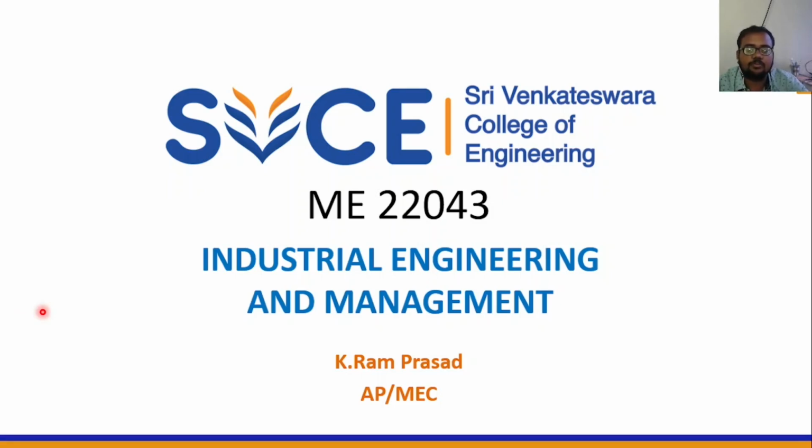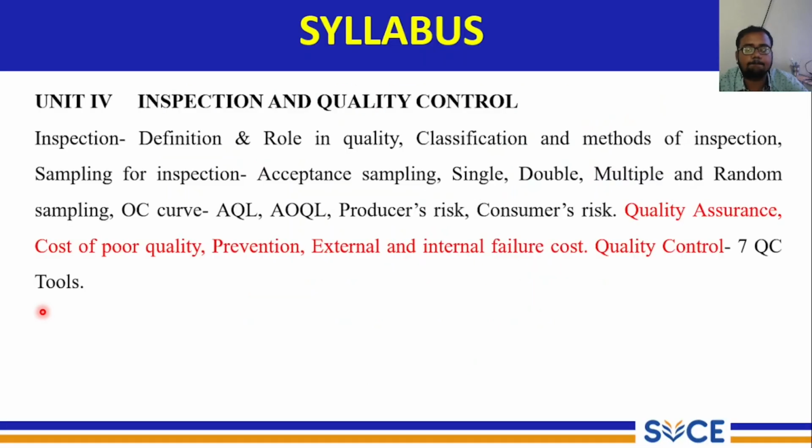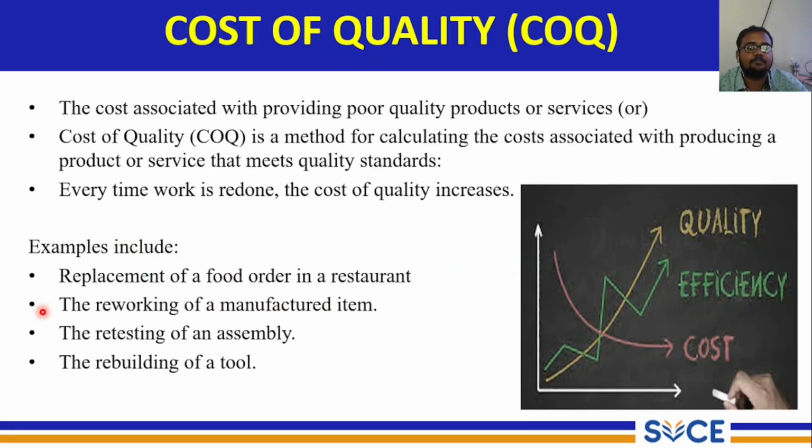This video will continue with Unit 4. The topics which have been marked in red are the ones which we will be discussing in the video. We'll start with cost of poor quality, prevention, internal and external failure cost, quality assurance and quality control. First, what is cost of quality?